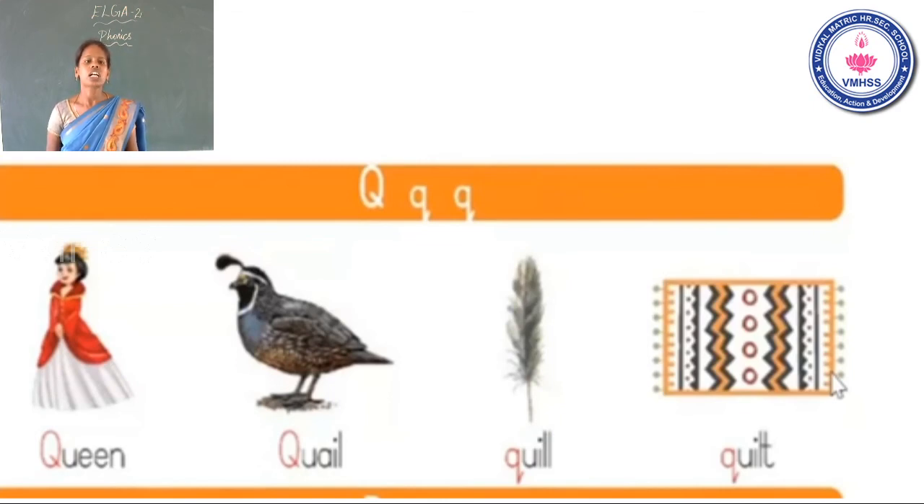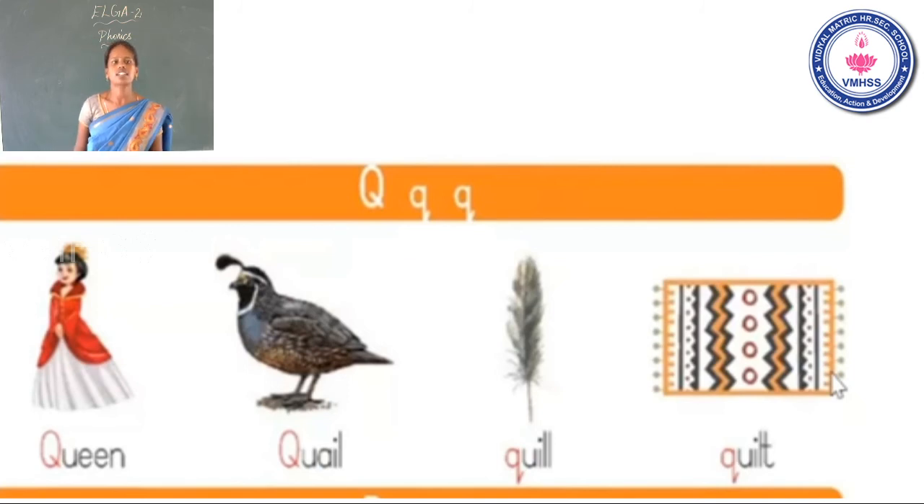The first one is queen. The second one is quail. Third one is quill. Last one, quilt.